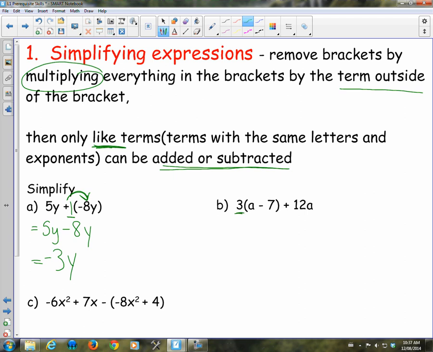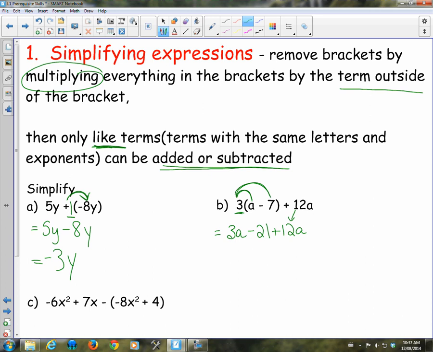When I look at B, there's my number in front, 3. I want to make sure I take everything in the bracket and multiply by the number in front. So I have 3 times 1a and 3 times negative 7. And 3 times 1a means I have 3a. And 3 times negative 7 means I have negative 21. And remember to write down your plus 12a.